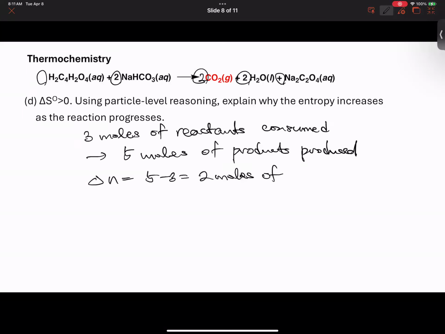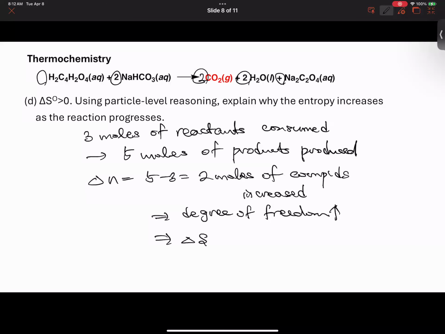2 moles of compounds are generated, increased as a result of this chemical reaction. So it has more degrees of freedom; a higher degree of freedom is increasing. That's the definition of entropy. So that's why the reaction entropy is positive.